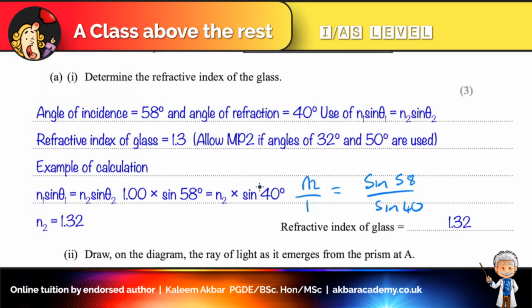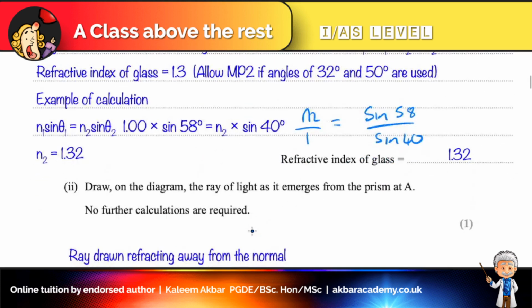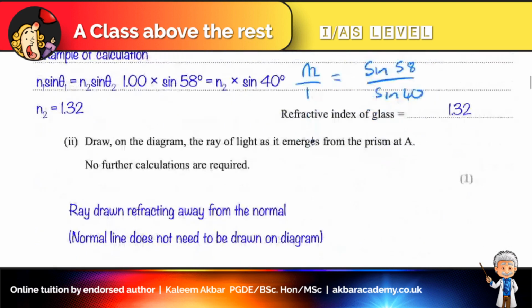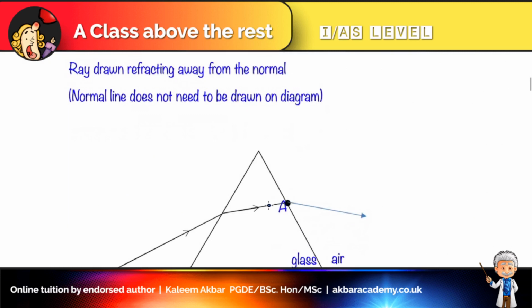It says on the next part, draw on the diagram the ray of light as it emerges from the prism at A. No further calculations are required. Now, they want you to draw it up here, but I have just repeated the diagram down the bottom here. And what we're looking at is we're going from glass to air. We're going from a more dense medium to a less dense medium.